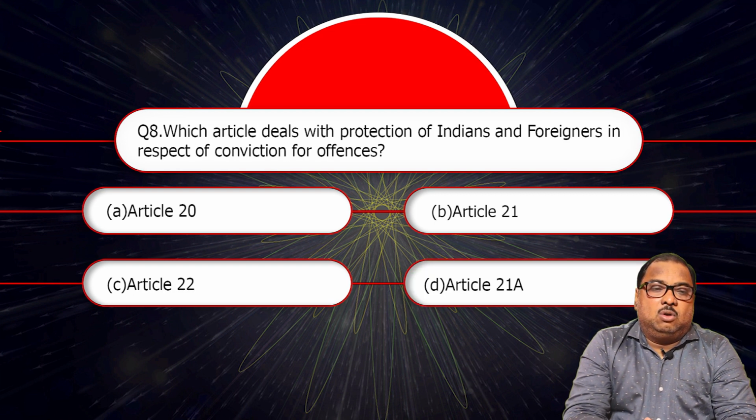Next question. Which article deals with protection of Indians and foreigners in respect of conviction for offences? Your options are option A, Article 20, option B, Article 21, option C, Article 22, option D, Article 21A. Your time starts now.